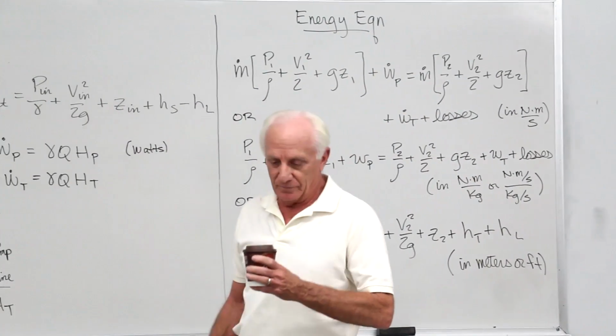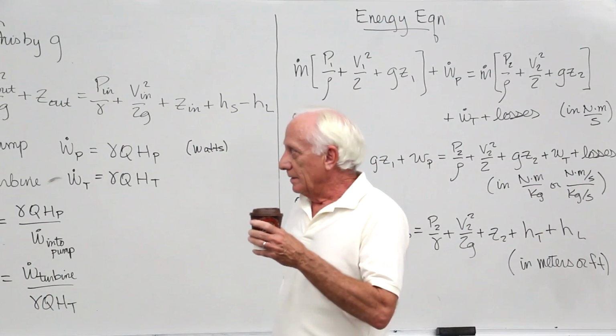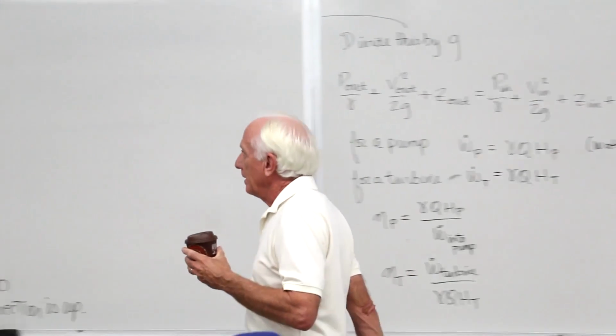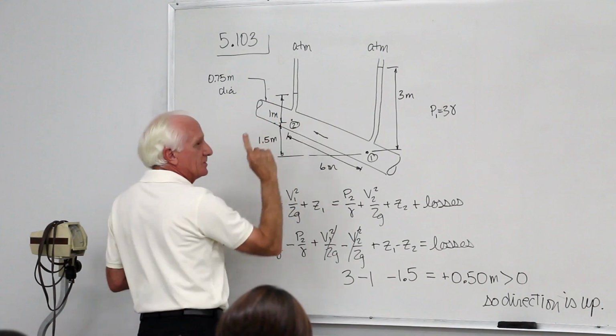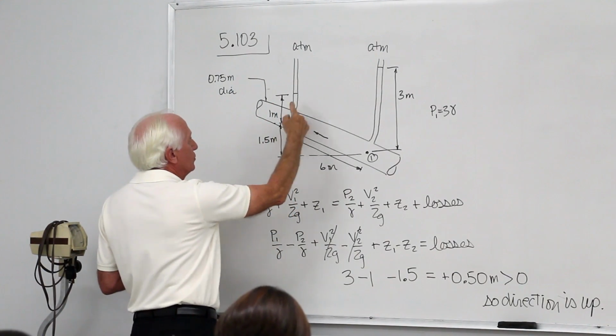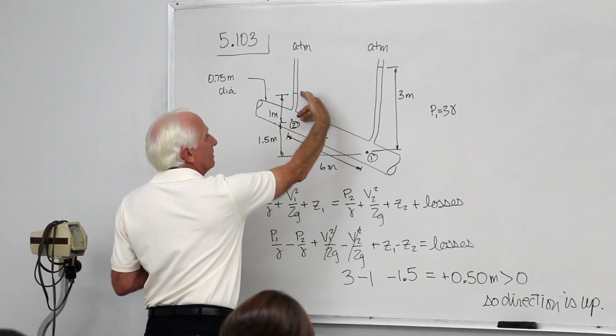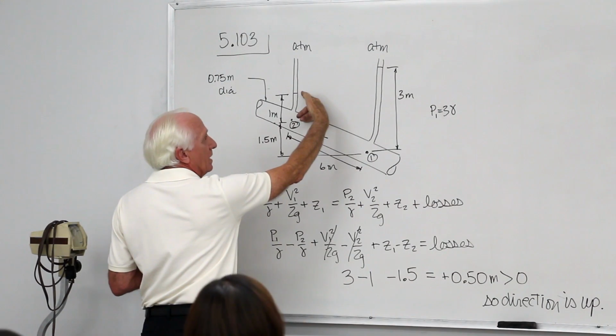Was P1 given to you, or was that derived? No, it's from the picture. P1 is gamma of the fluid in the pipe times the distance from the pipe center line to the top of the fluid, right there. How far is that? 1.